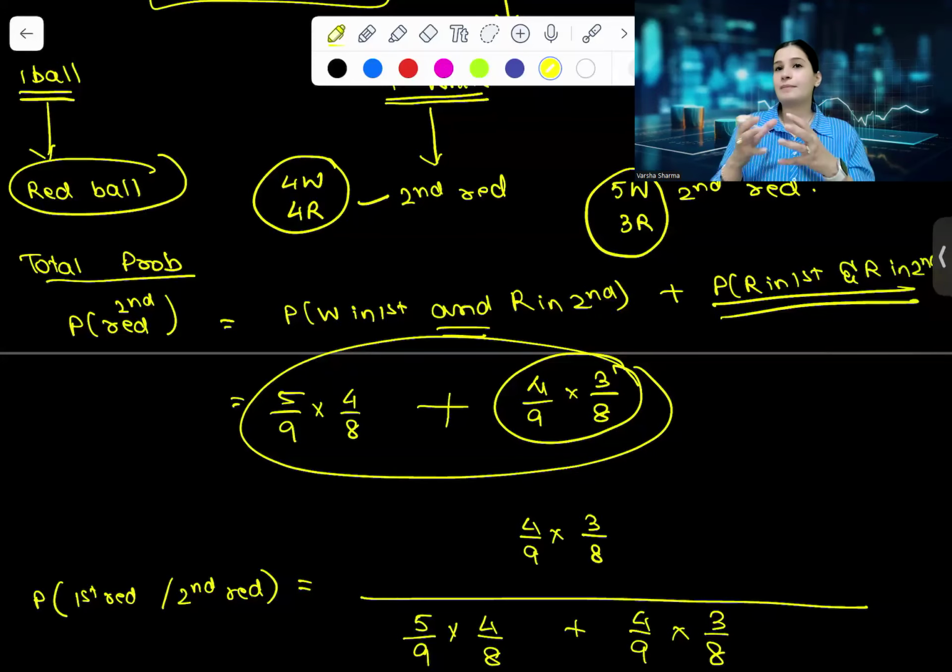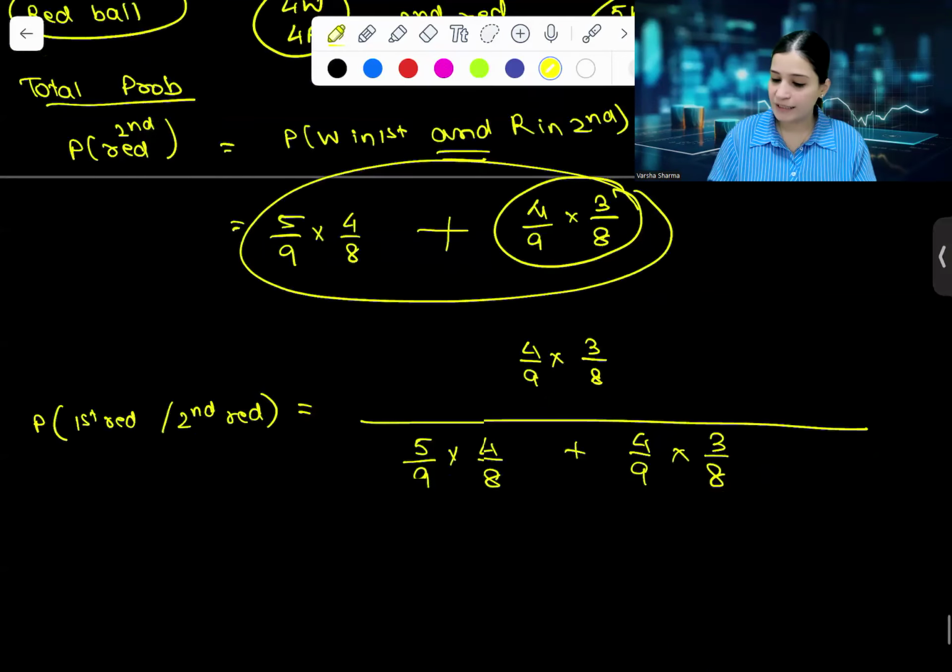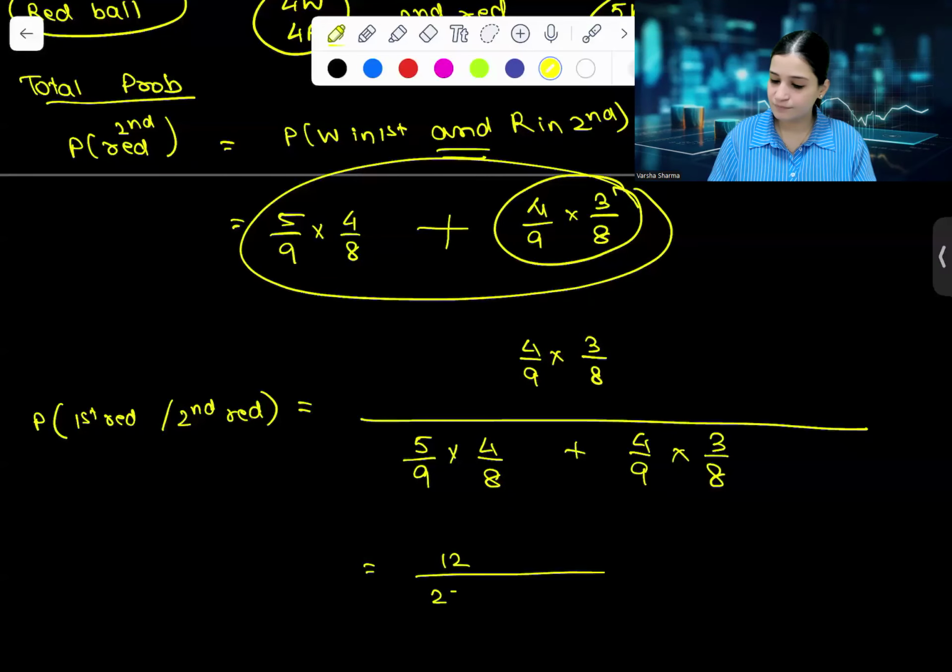So we write the total probability, second red probability in the denominator. From that, whichever is the term that belongs to your favorable case, you write that in the numerator. So all of them will have the same denominator, cancel. So 12 by 32 would be the answer.